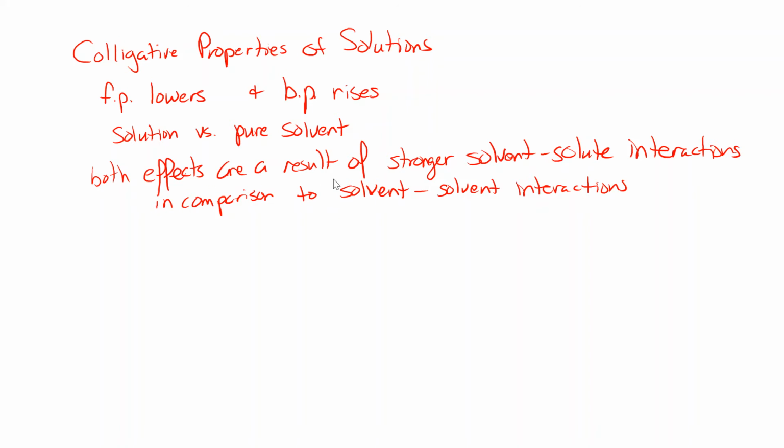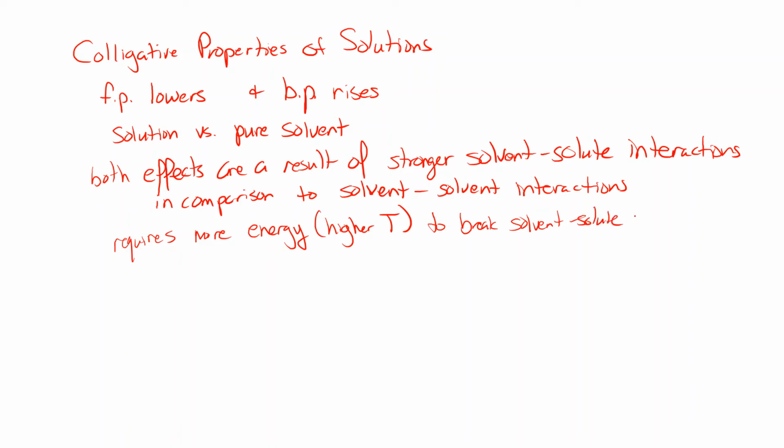All right. And so because of that, when you get to the point where you are trying to make the phase change occur, right, what happens is that it requires more energy, right, higher temp, to break down the solvent-solute interactions. Sorry, that's kind of illegible, but hopefully you can follow that, right? And so that's why the boiling point rises.